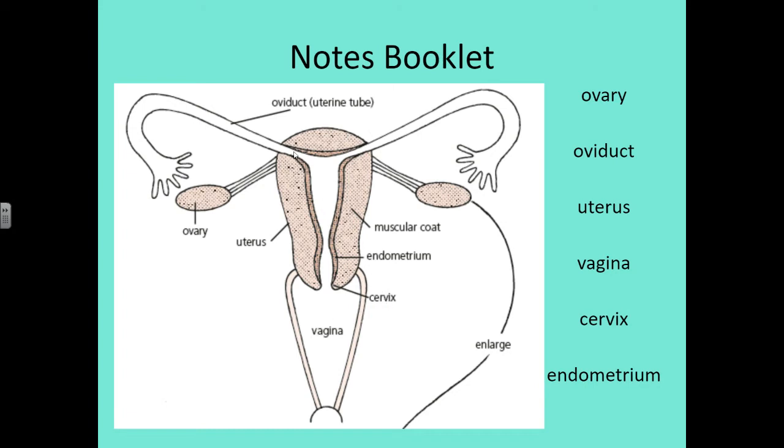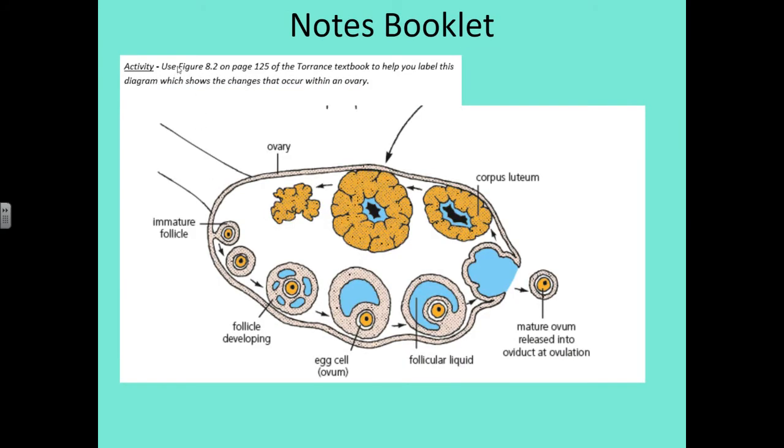We then have the oviduct, which you can see is this here, and these finger-like projections that come towards the ovary itself. In the next image, which it needs for the next activity, use figure 8.2 on page 125 of Torrance. This is the one it is talking about, and it's also the one that's in your booklet.